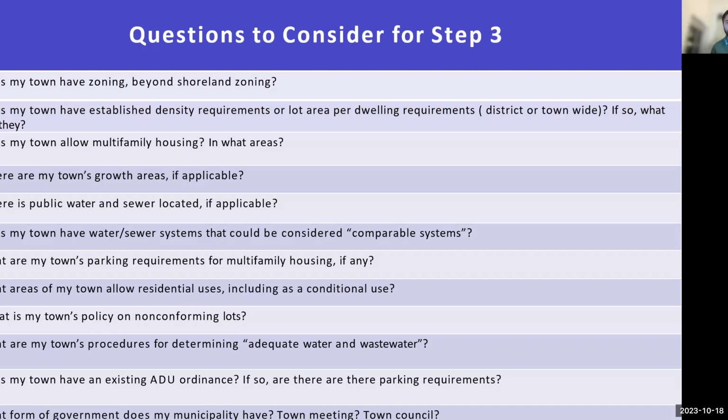Whether you have public water and sewer or not, identify if there are comparable systems, which would be a private system that could work like a public system. Understanding if you have any parking requirements for multifamily housing or for single family housing. Understanding where you allow residential uses, including as a conditional use. Having a good grasp on what you utilize for a non-conforming lot, and then having provisions for adequate water and wastewater. Additionally, understanding your parking requirements and what form of government you have as well.